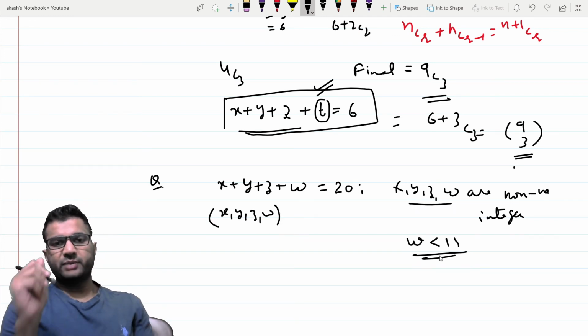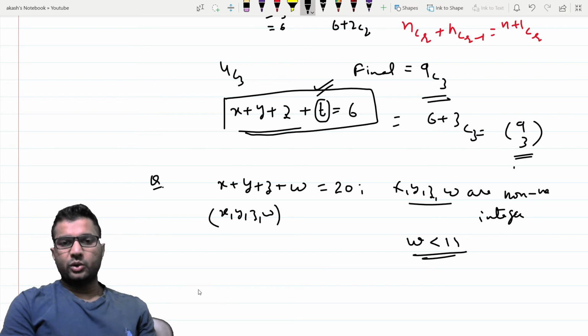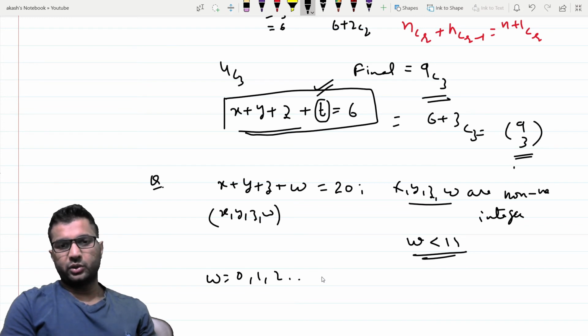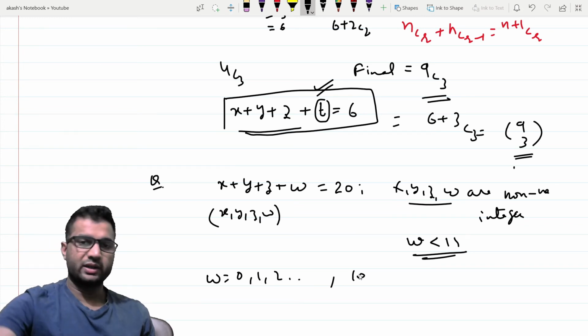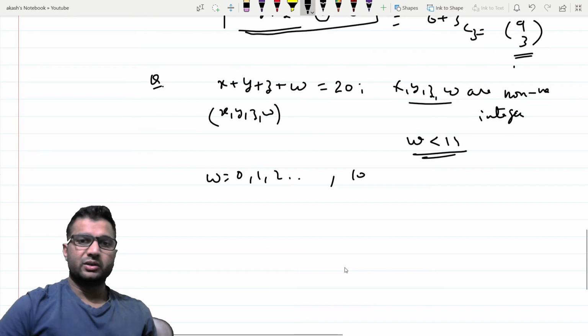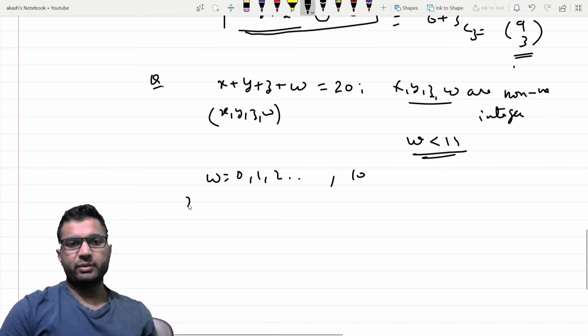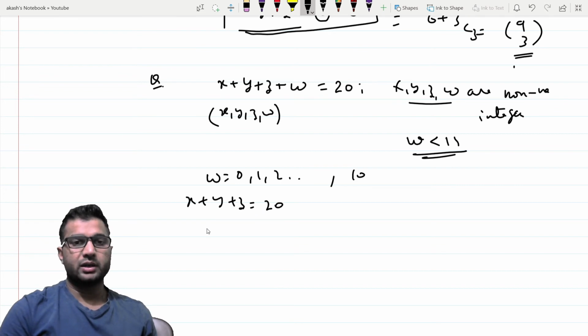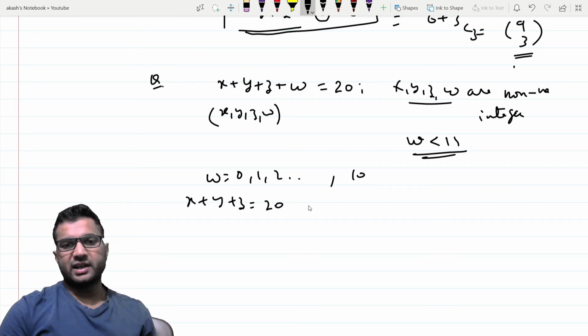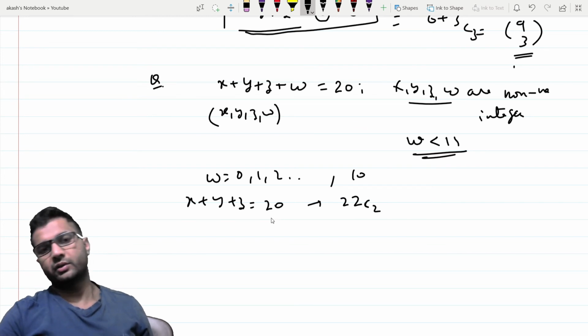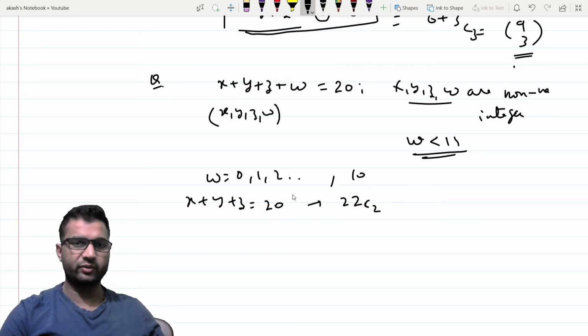So how many such solutions can we have corresponding to these two conditions? So the first approach can be to make all possible cases for w equal to 0, 1, 2 up to 10. Okay, then sum up all the cases. So if we have w equal to 0, I will have the equation x plus y plus z equal to 20. Okay, so in that case the answer will be 22c2.